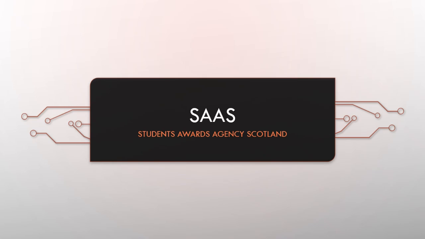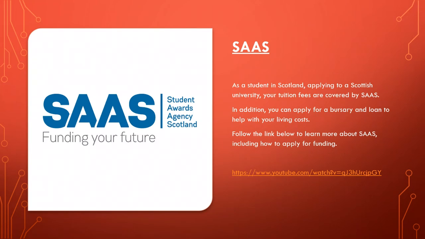SAS stands for Student Awards Agency Scotland. Learners need to apply to SAS to have their fees paid. So in Scotland, fees are covered for undergraduate degrees. Students also apply to SAS for student loans and for bursaries. If a learner meets certain criteria, then they'll be eligible for additional financial support, which is always really useful to know. SAS is applied for generally after offers have come in.